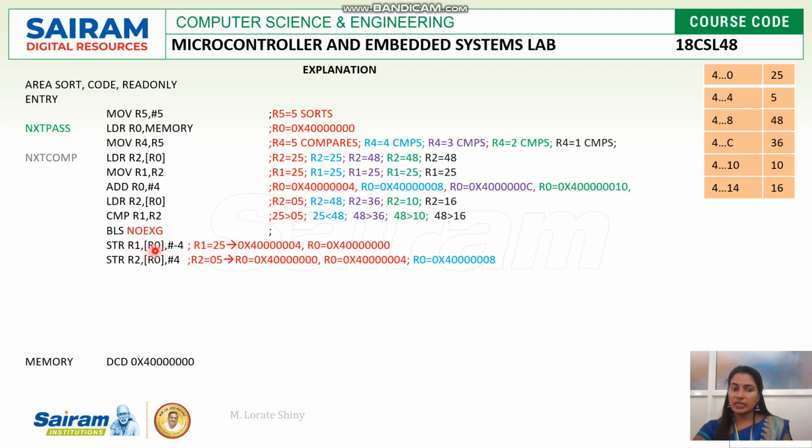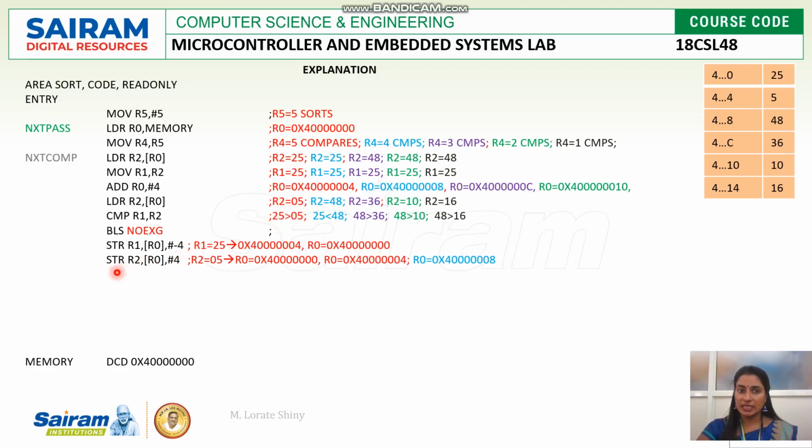According to the addressing mode of str, which is post index, we have to update R0. R0 minus 4 we have to do. R0 is 400004, minus 4 if you do, that becomes 400000. So the memory pointer is pointing to this memory location. In that memory location I have to store my R2 data.